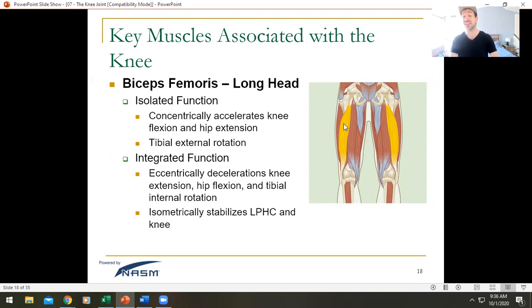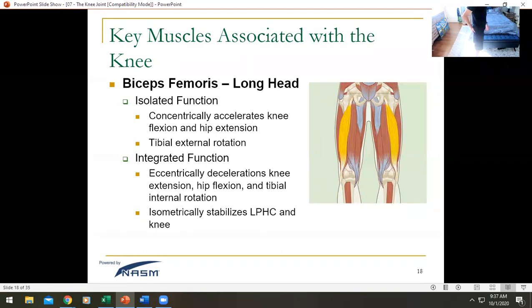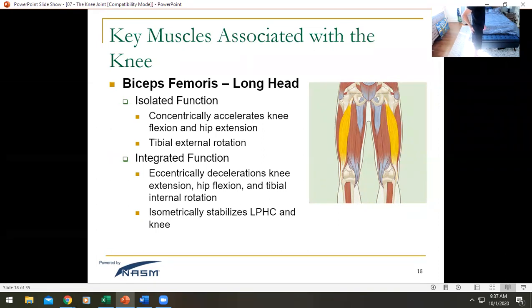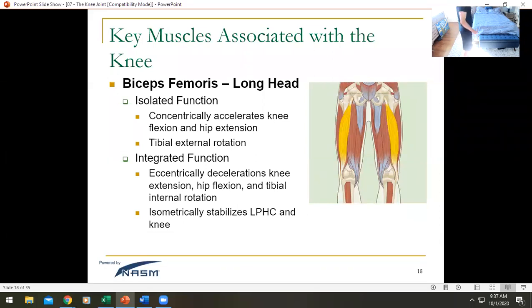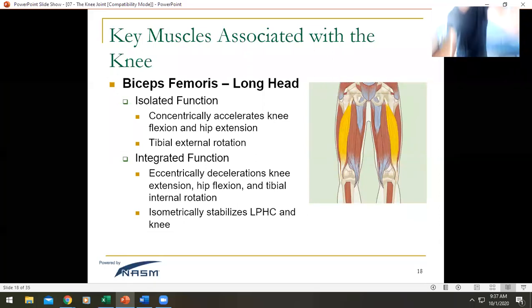So this is the lateral aspect of your hamstrings, the outside part of your hamstrings. And its job is to shorten during knee flexion. So it is in charge of this. It assists in hip extension, right? So we're seeing knee flexion, hip extension, and it does tibial external rotation. Okay, so it does this. And this is what's kind of fun. I want to show you guys one cool thing about your knee.